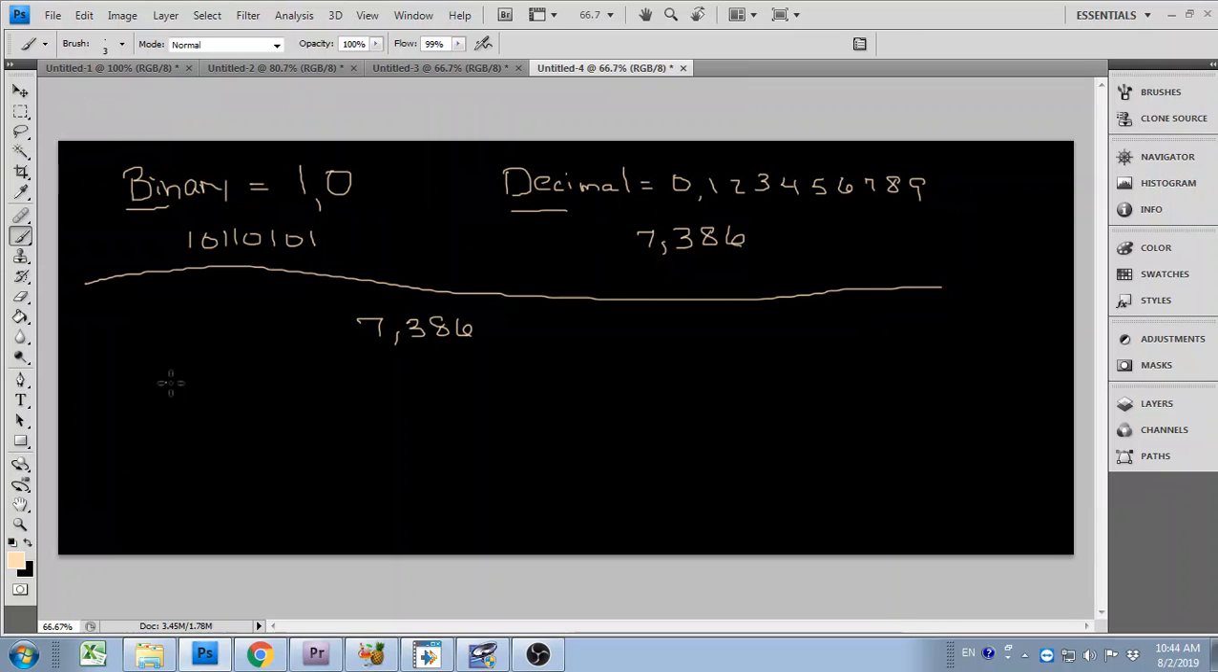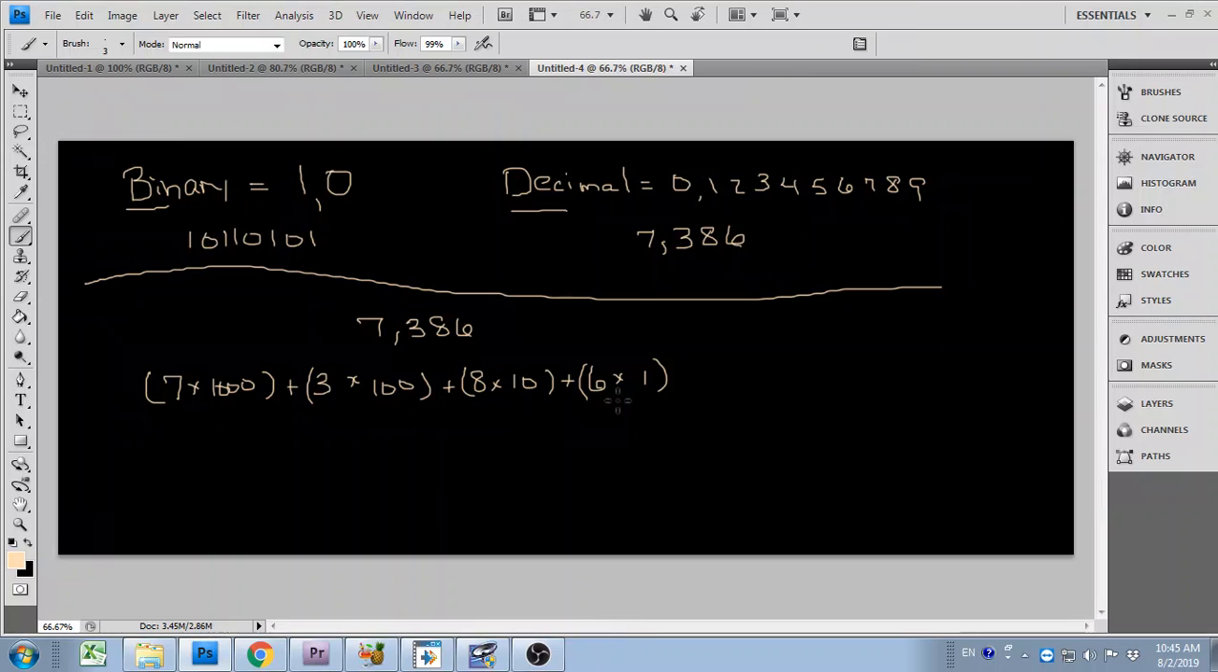So what if we wrote 7 times 1,000, put a little parentheses in there, plus 3 times, well, this is the 100s place, plus 8 times 10, because that's the tens place, plus 6 times 1, because that's the ones place. And hopefully that makes sense. You have 7,000 plus 3 hundreds plus 8 tens plus 6 ones gives us the number 7,386.